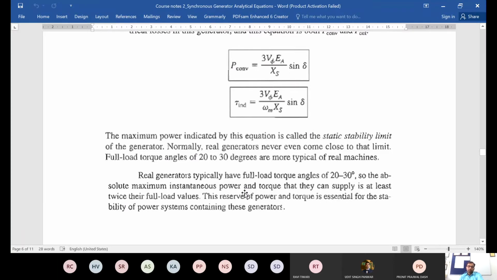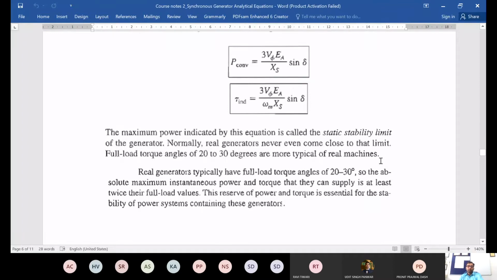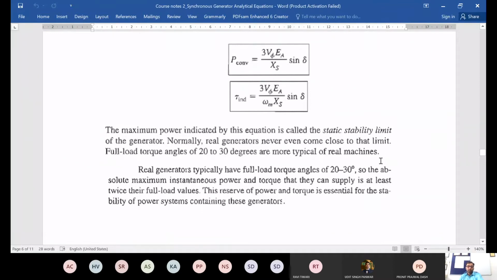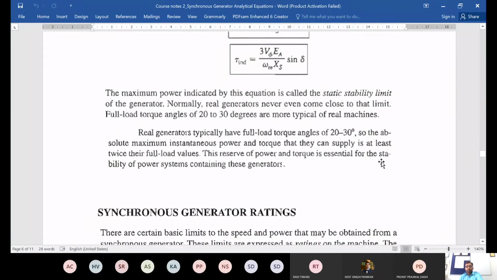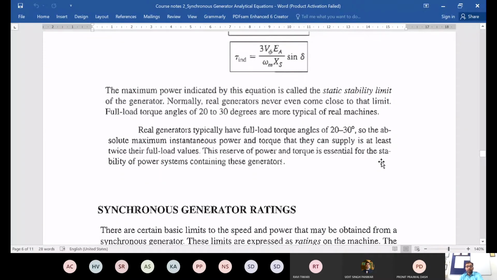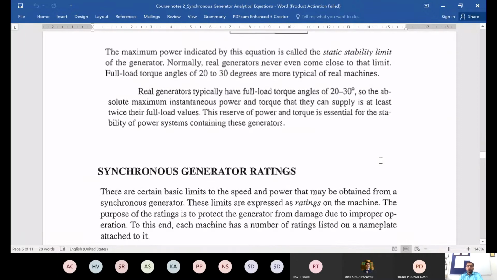And the advantage of this capability is used by managing the reserve for the machine. This particular feature provides an operating reserve. So today we will look at a few more things. One is the synchronous generator ratings.